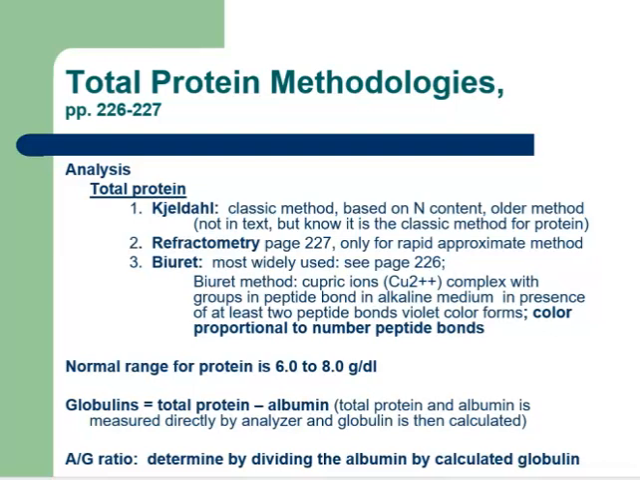The normal range for total protein is 6 to 8 grams per deciliter, and in order to calculate globulins, you're going to subtract albumin from total protein. So we're going to be able to run a test to get total protein, and we're going to be able to run a test and get albumin, but we're going to actually have to do a calculation to get globulins. We can also do a calculation called the albumin to globulin ratio, or A/G ratio. And of course, you're just dividing the albumin by that calculated globulin number.